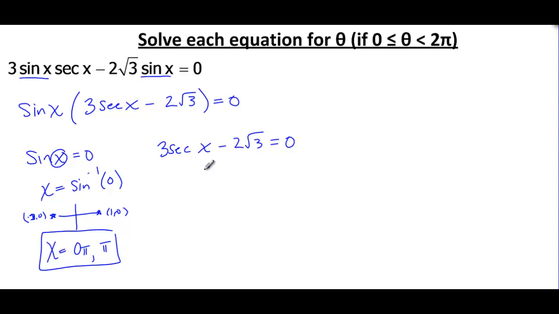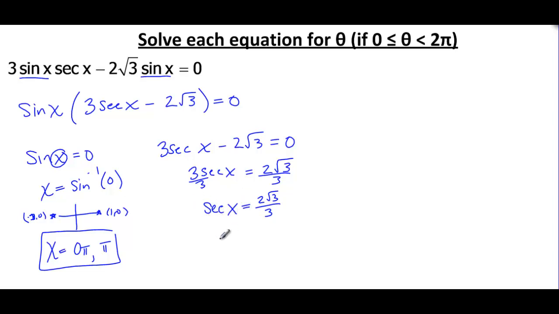Again, I want to get the x by itself, so I'm going to add 2 root 3 to both sides. I'm going to divide both sides by 3. I'm going to get secant of x equals 2 root 3 over 3. Now, secant is a little bit harder to deal with. It's nice to deal with sines, cosines, and tangents when thinking of the unit circle. So what I'm going to do is take the reciprocal of this.